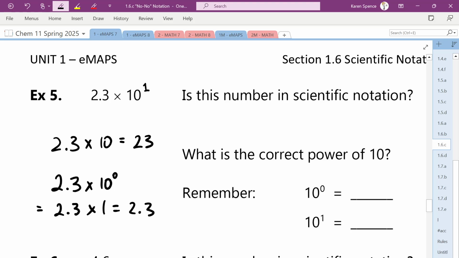The scientific notation quiz is on Wednesday, right? Scientific notation is not on Wednesday. On Wednesday, we are doing making measurements, like the pencil. Okay.